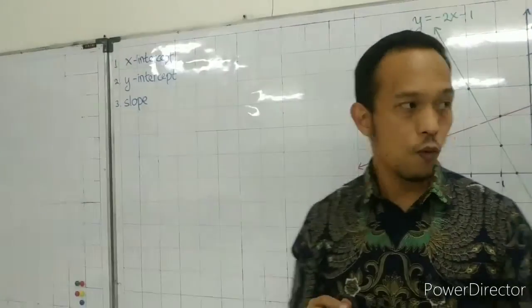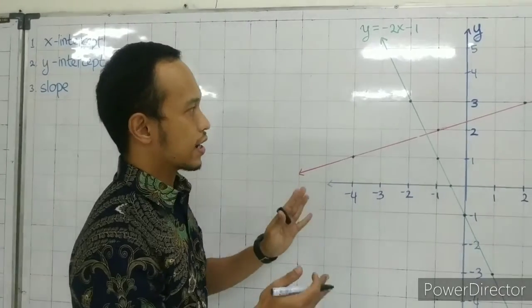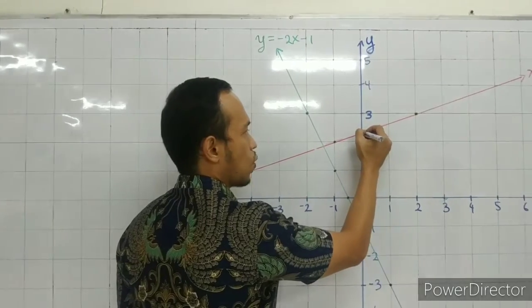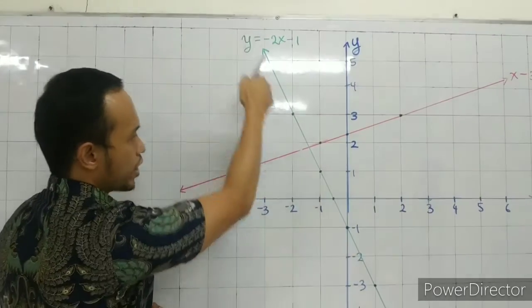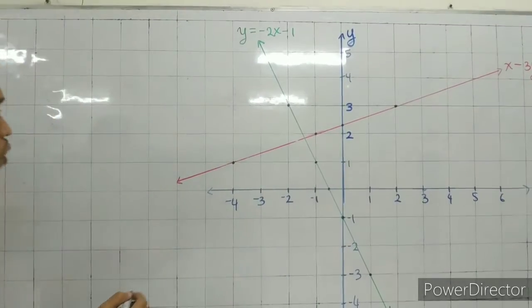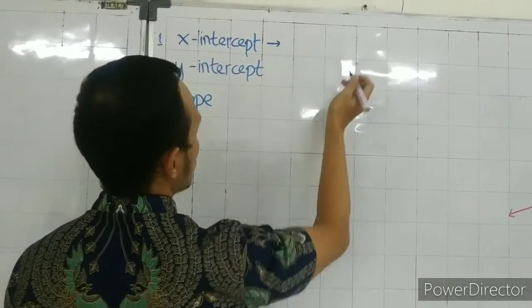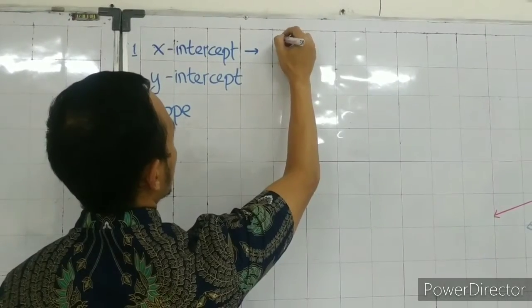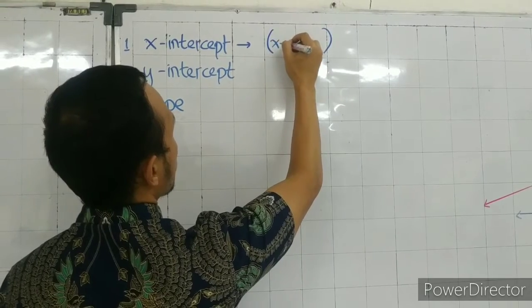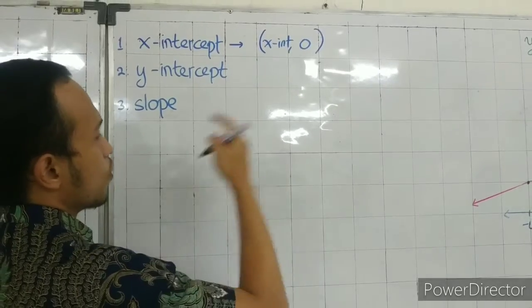How about the y-intercept? The y-intercept is the same: the intersection of your graph with the y-axis. The y-intercept for the red line is this, and for the green one, the y-intercept is this one. Let me go to the definition. The x-intercept is the intersection with the x-axis, but if I use the ordered pair, it consists of the value of the x-intercept and 0 for y. Let's go back to the graph.